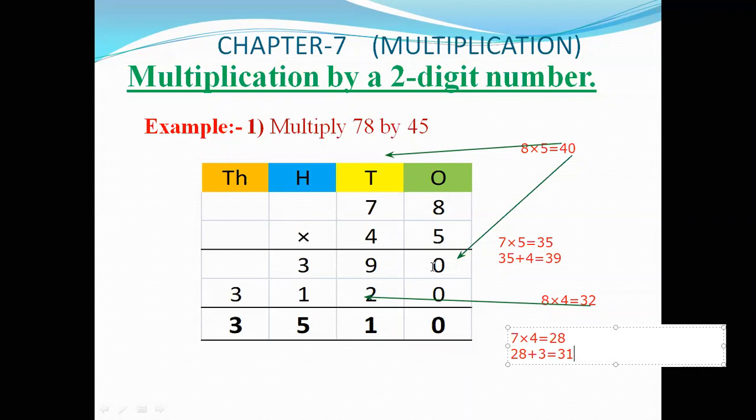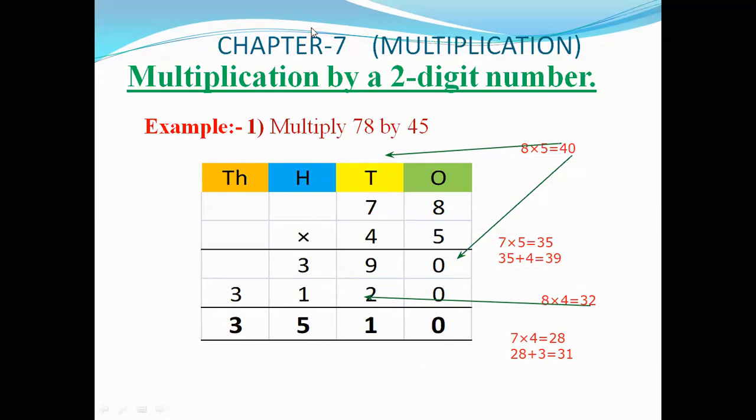Now adding both multiplications, by 5 and by 4. When we add 0 plus 0, we get 0, and 9 plus 2 is equal to 11. Write the 1 here, and carry over 1. Now 3 plus 1 is equal to 4, and adding the 1 carry over digit, we make 5. Now there is no carry over digit, so we write 3 in the same way. So students, in this way we can multiply 45 by 78.